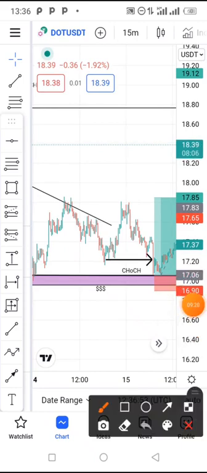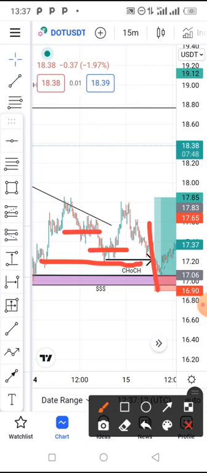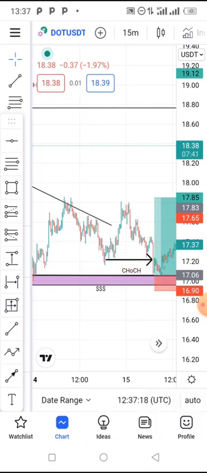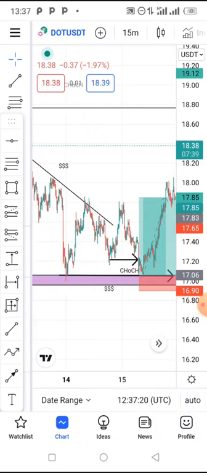You can see we have a lower low here. This is a swing point, and then the market took it out. Taking it out has confirmed this as a change of character. This is also a swing point here. If we look from here, this is also a swing point, but still the market took it out, making it a change of character.